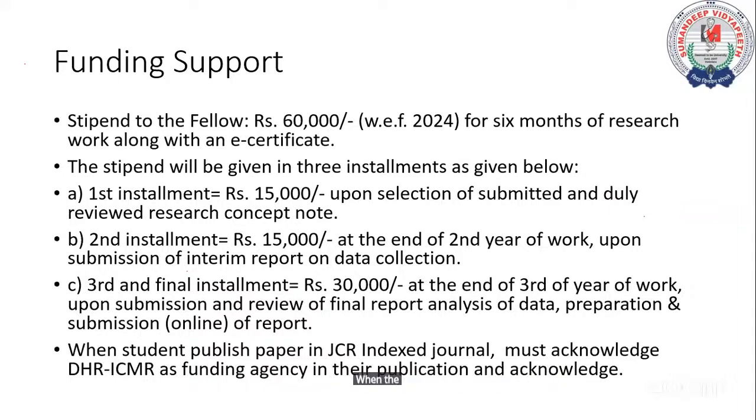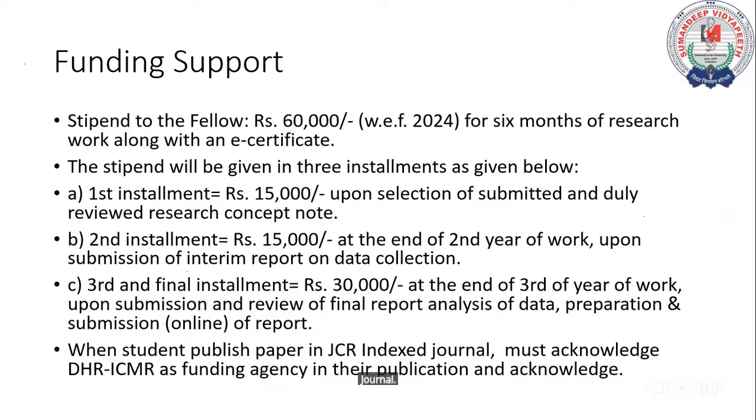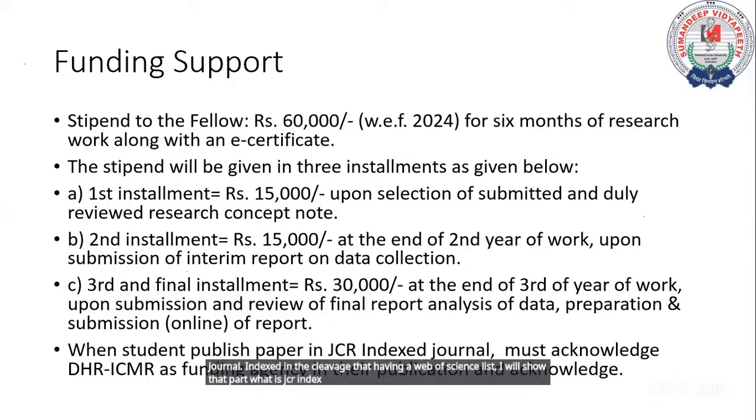When the student publishes a paper, this is very important. It is not compulsory for ICMR-STS, DHR-STS to publish a paper, but they expect that when the student publishes the paper, it should be in a JCR journal, a journal indexed in Clarivate, having a Web of Science listing. I will show that part: what is a JCR indexed journal and how to search for it. And you must acknowledge ICMR-DHR as a funding agency in the publication's acknowledgement section. Don't forget to acknowledge ICMR because ICMR is giving the fund. So you should support and acknowledge when you publish the paper out of this data.